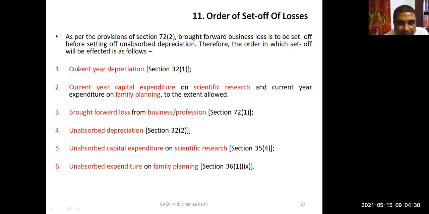Here, the priority you have to remember: brought forward business loss has a priority over unabsorbed depreciation. Did you understand this sequence? Yes, sir. Okay, and you must know that unabsorbed depreciation has no time limit. Indefinitely it can be carried forward. Just for information at this stage, let me tell you that.